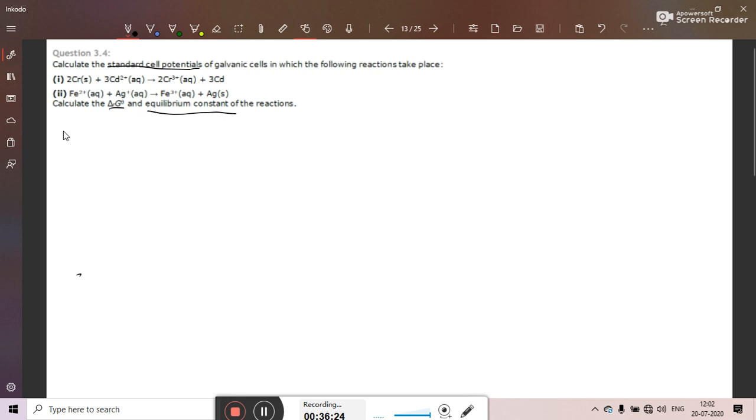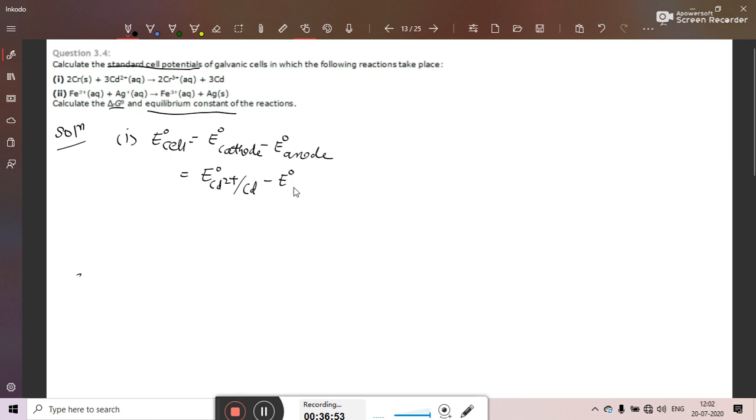So first of all, let us find out for the first one. For the first one, what will be E naught cell? That will be equal to E naught of cathode minus E naught of anode. Now the cathode over here will be cadmium. So, when writing reduction potential, we will write E naught Cd2+/Cd, and E naught of anode is for chromium.